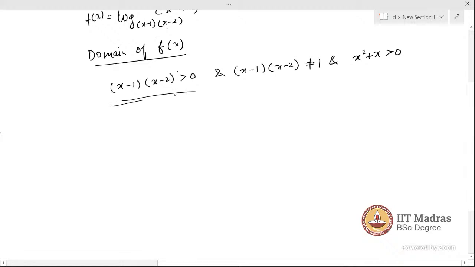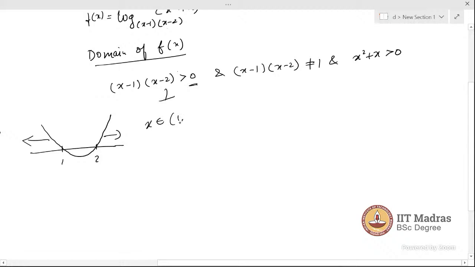Okay, so now when will this graph be greater than 0? If I simply plot this, how will that plot look like? If this is 1, this is 2, how will the graph look like for this? Something like this, a parabola opening upward. And this has to be greater than 0. That means I can only take these values. From here, my x can only belong to what? Minus infinity to 1 union 2 to infinity.